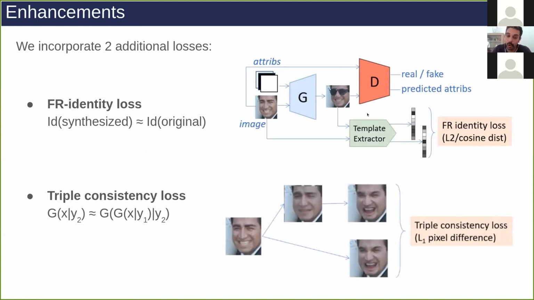And then also simultaneously, we are generating from the original domain to the second domain directly. And then we are comparing these two. This triple consistency loss is the same as the other pixel to pixel losses. Usually it's an L1 pixel difference among them. And it's very interesting to stabilize also the generator. Okay, so these are the 2 additional losses that we have incorporated to the models.